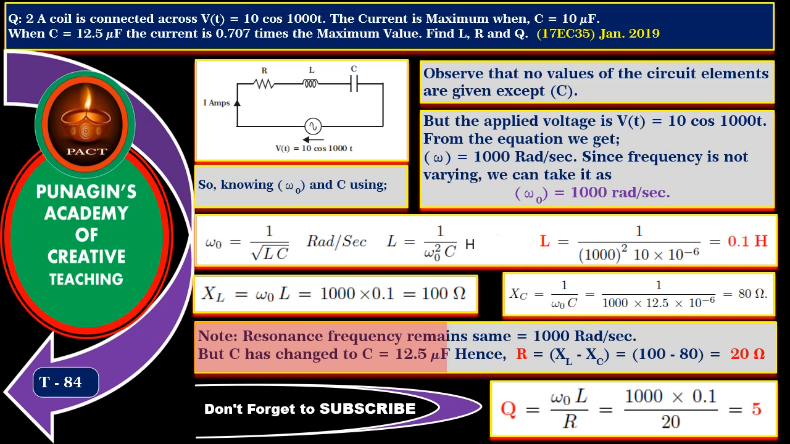Note, resonance frequency remains same, but C has changed to 12.5 microfarads. Hence, R is equal to XL minus XC, and that is equal to 100 minus 80, and we get R is equal to 20 ohm. Once we know R and L, we can find Q using Q is equal to omega naught L by R, and substituting the values, we get Q is equal to 5. It's very simple, isn't it?